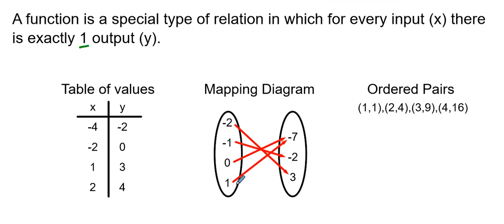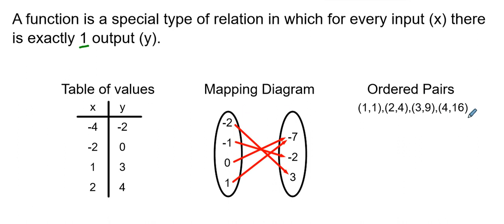And so on a mapping diagram, I could not have another arrow come over to the -7, not because it's going to the -7, but because that would be two arrows coming off that -2. I can't have that and it be a function. So on mapping diagrams, I can only ever have one arrow leaving my domain, my x values.